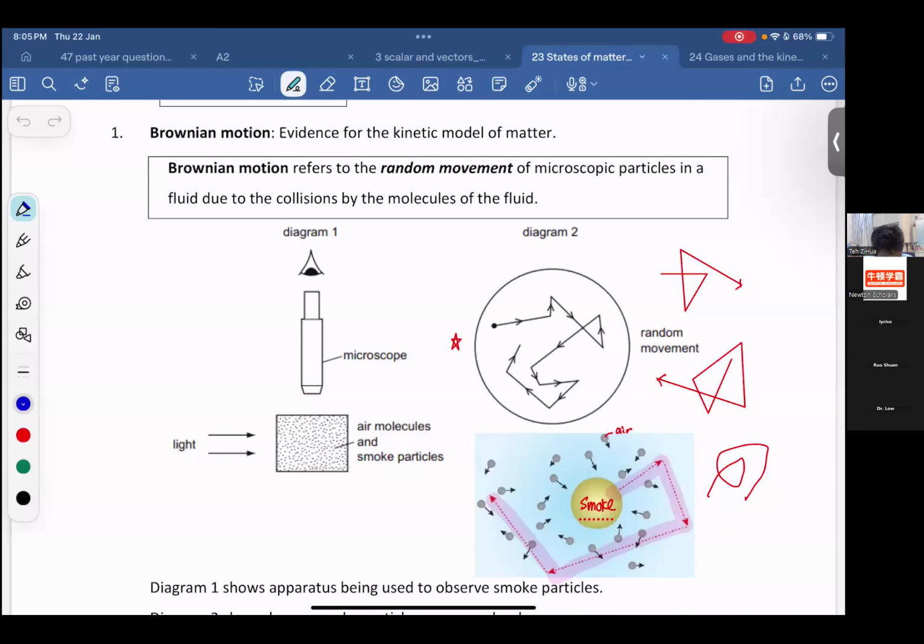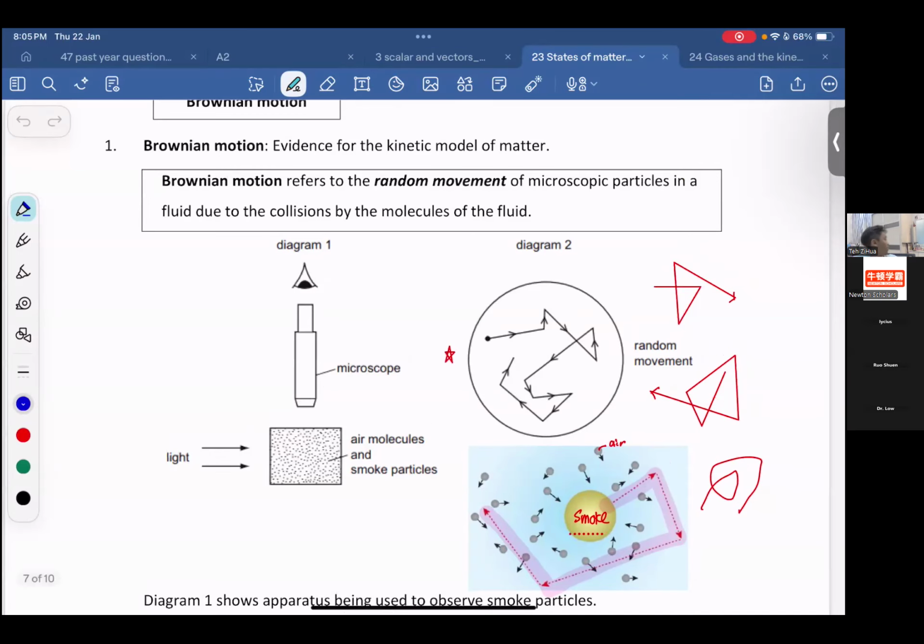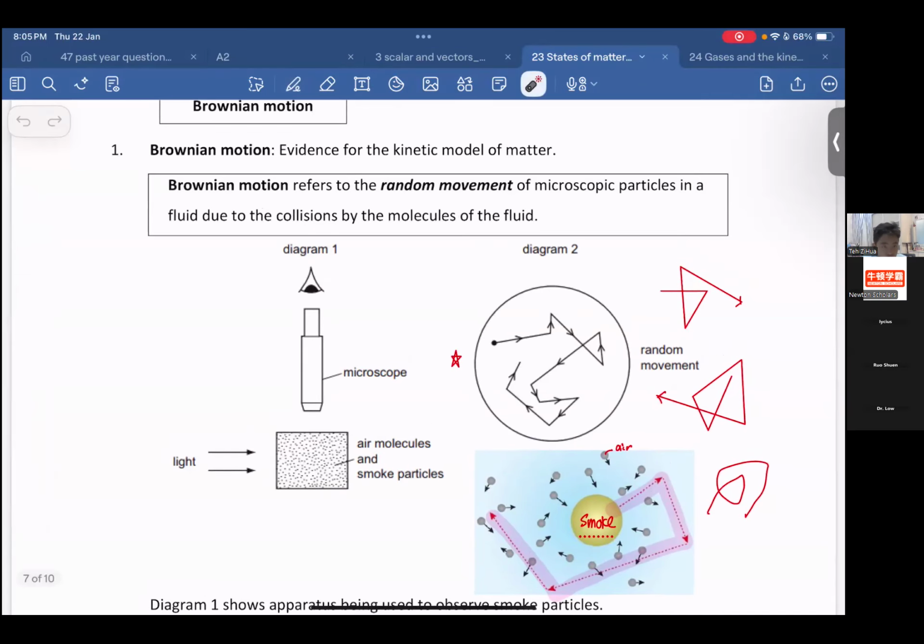Okay, boys and girls, so we continue our lesson number 23. That day we stopped at page number 9, the exercise part. So before we continue with exercise question number 4, we come back here and recall a bit what we learned in the last lesson. We learned about Brownian motion.